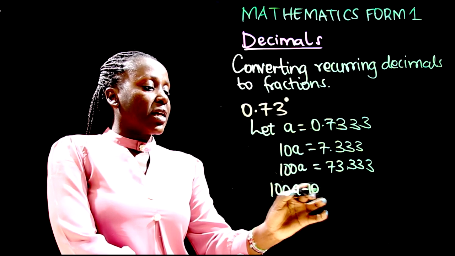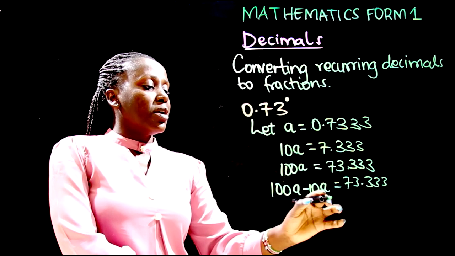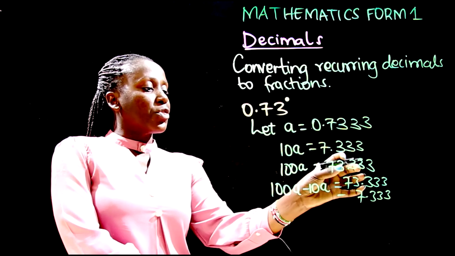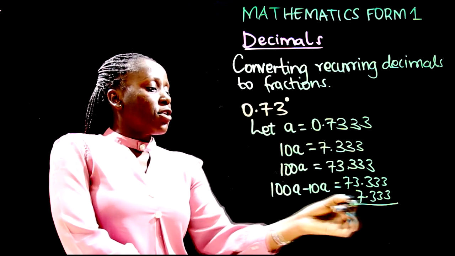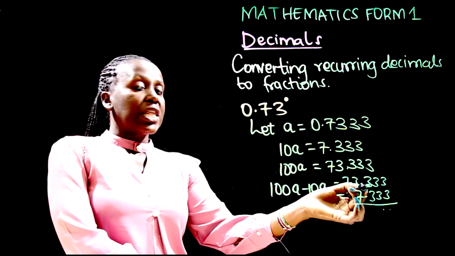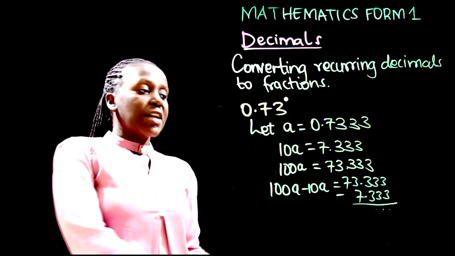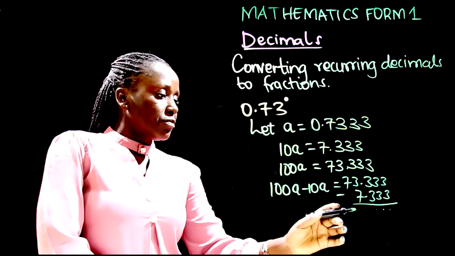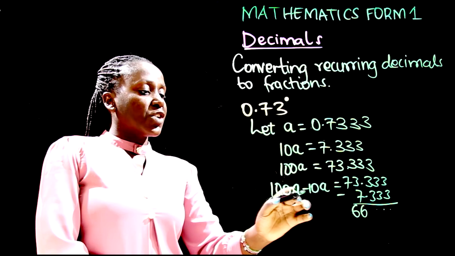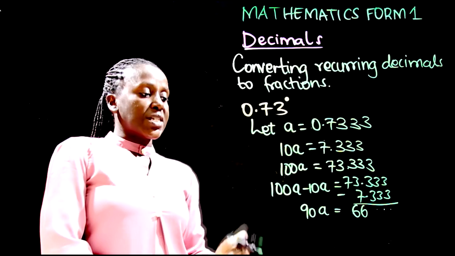100a minus 10a will be equal to 73.333 minus 7.333. So this minus this. So if we subtract here, 3 minus 3 is 0, 3 minus 3 is also 0. 73 minus 7 will give us what? This will give us 66. Then 100a minus 10a is 90a, is equal to 66.